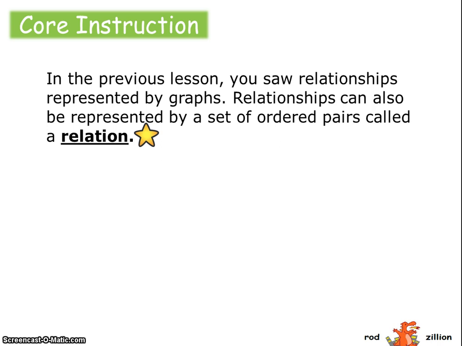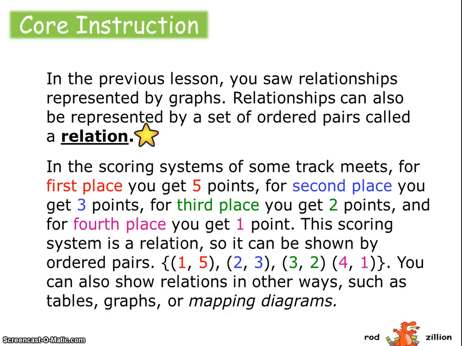So relation, in the previous lesson we saw that relationships can be represented by graphs, and relationships can also be represented by a set of ordered pairs called a relation. So a relation is simply the collection of all of one variable with another variable.